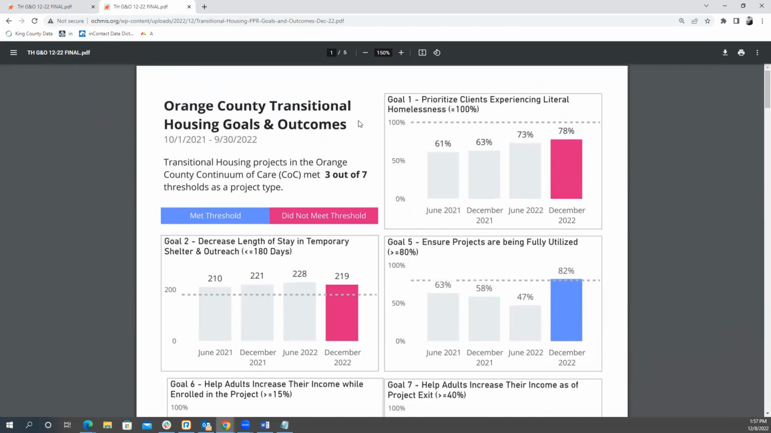Our first measure is goal 1, clients entering from literal homelessness. Over the past 4 reports that we've done, we're seeing an increase in clients entering from literal homelessness, which is great. Generally speaking, entries from homelessness for transitional housing projects are a little bit lower because most transitional housing projects are privately funded and have somewhat different and looser requirements. So that's why this measure is a little lower compared to other project types.